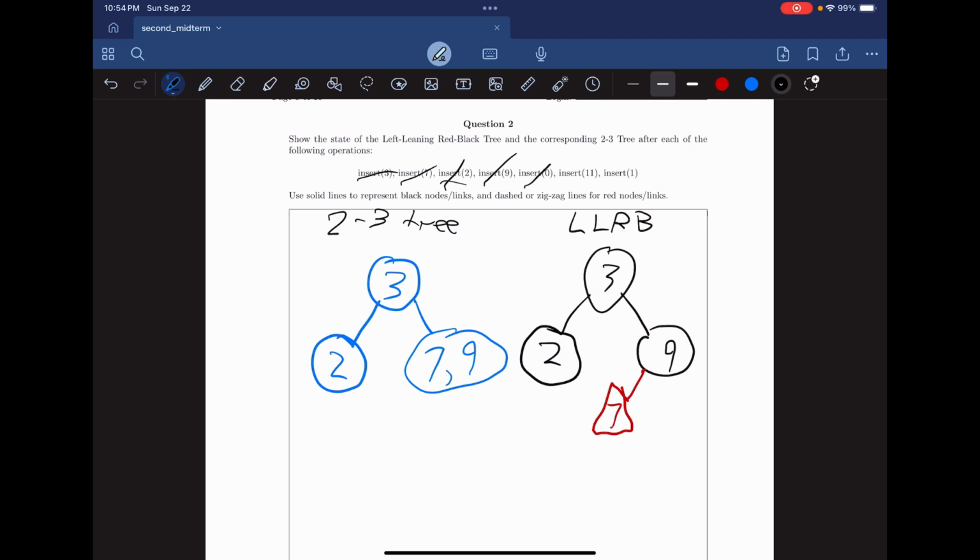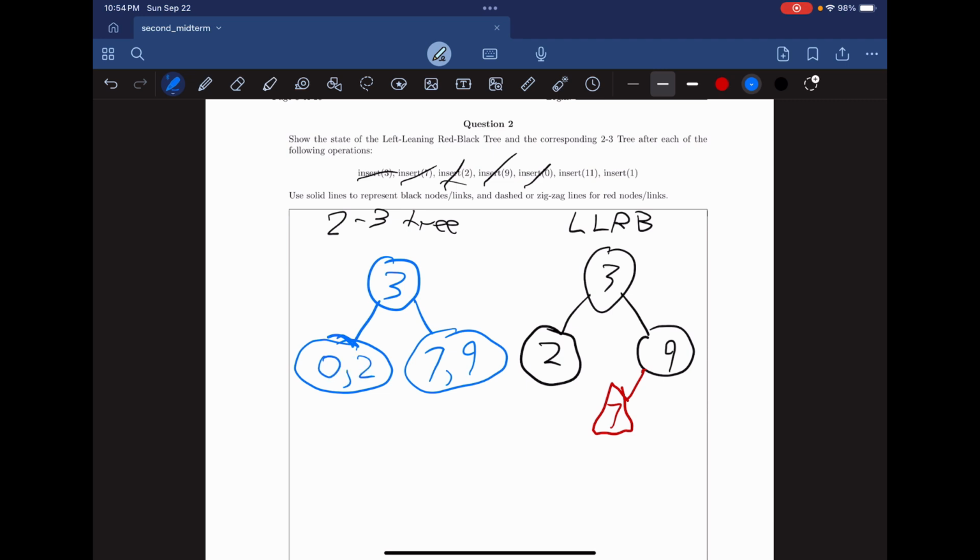Next, we're going to insert 0. We're going to compare it to the 3. 0 is less than 3, so it goes down to the 2 over here, and it joins the 2 because the 2 is a leaf node. Remind yourself that a leaf node is a node with no children. We put the 0 to the left of the 2.